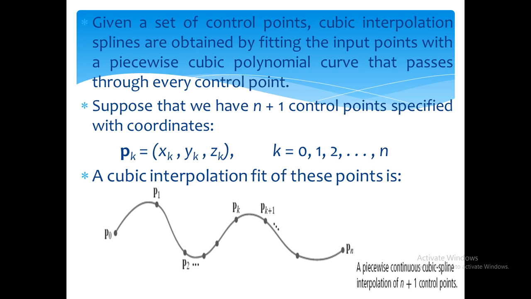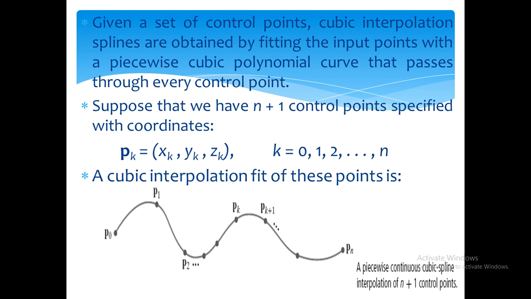We will draw piecewise, like P0 to P1 one curve, then P1 to P2 another curve, then P2 to P3. Like this we will draw piecewise. We have to apply boundary conditions, and by applying those boundary conditions we have to draw this. That is what the cubic means.